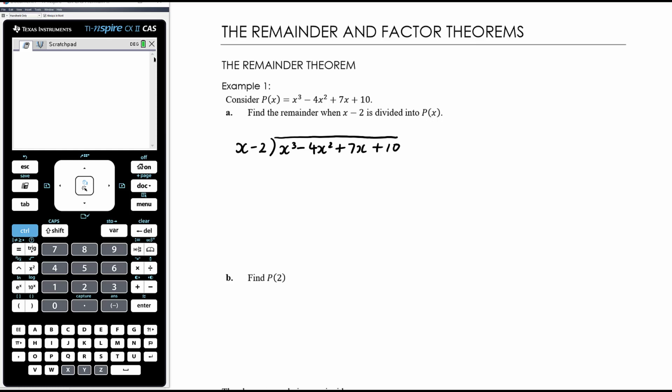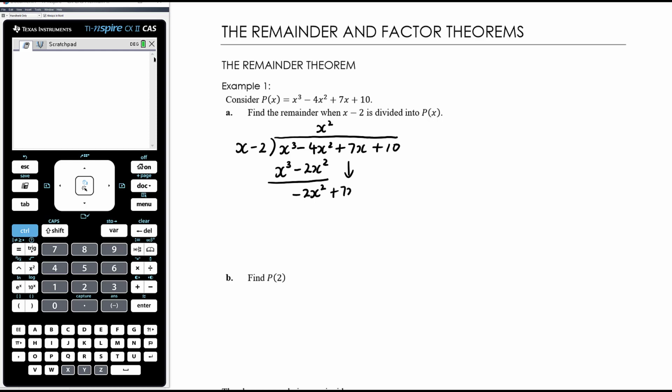Okay, so I'm dividing x minus 2 into the cubic. The first thing I do is ask how many times x goes into x cubed, or what do I have to multiply x by to get x cubed? And that is x squared. That's the first part of my quotient that goes up the top. And then I multiply that x squared by x minus 2, which gives me x cubed minus 2x squared. And then I subtract. Negative 4x squared, take away negative 2x squared. Negative 4 minus negative 2 is negative 4 plus 2. So that's negative 2x squared.